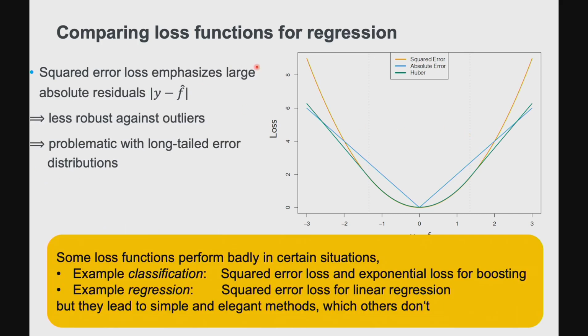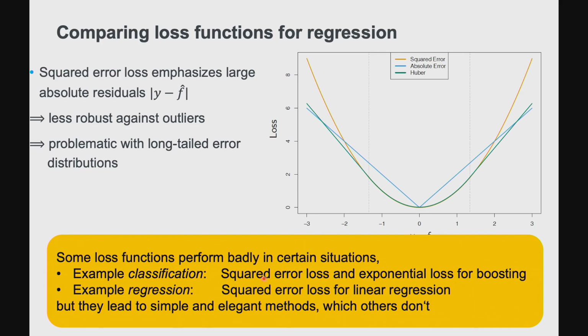So squared error loss emphasizes the large mistakes, and is then less robust against outliers. So you have a very strong outlier. This can ruin your function, because if you put too much emphasis on the one thing, you may ignore others on which you should learn. So if you have a long-tailed error distribution, for example, that may be problematic.